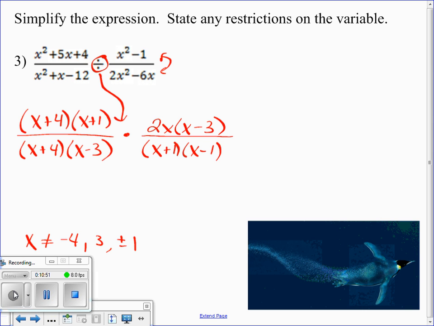Your restrictions. Okay. Canceling. You can cancel the x plus 1. You can cancel an x minus 3. You can cancel the x plus 4s. So all we have left on top is a 2x, and on the bottom we have an x minus 1. Can I cancel these x's? No, this one is held with subtraction. It's helpful to put parentheses around it so you recognize it's a group. You can't take part of that. How do we do? Good?